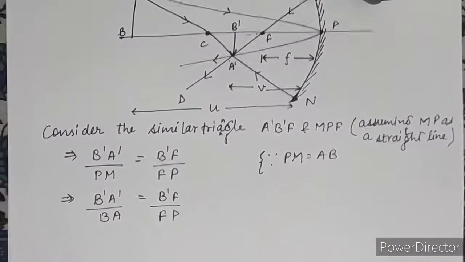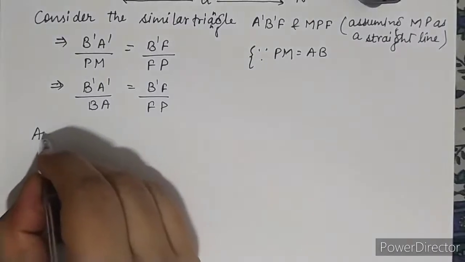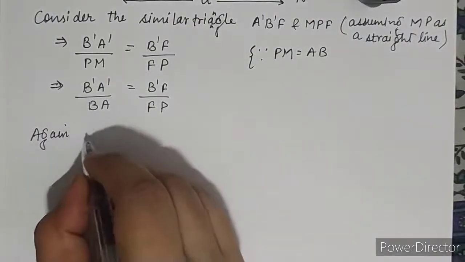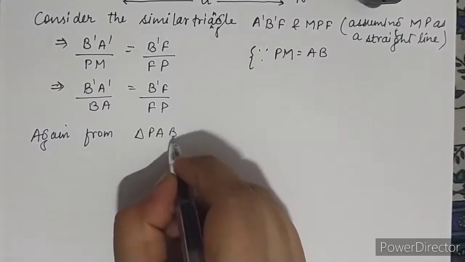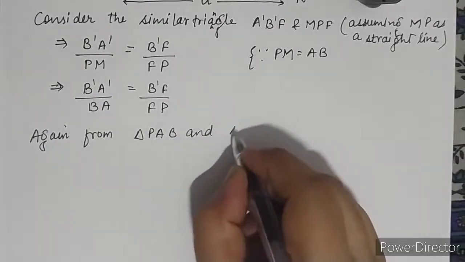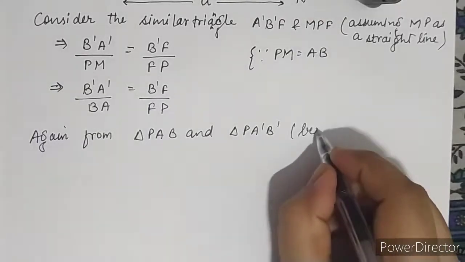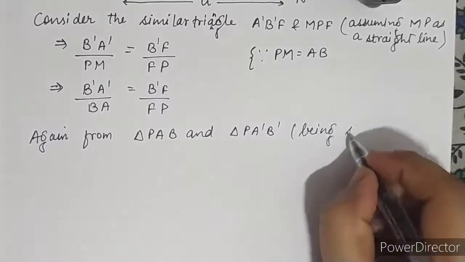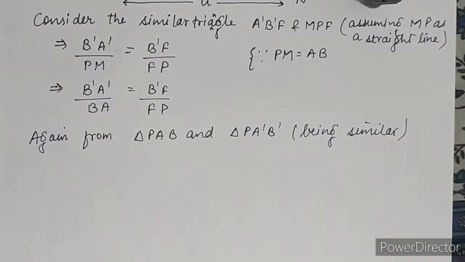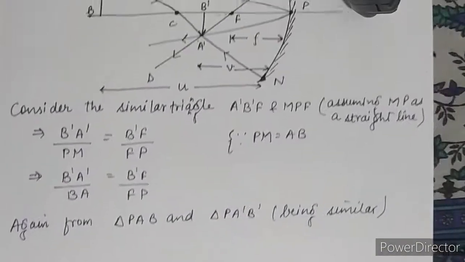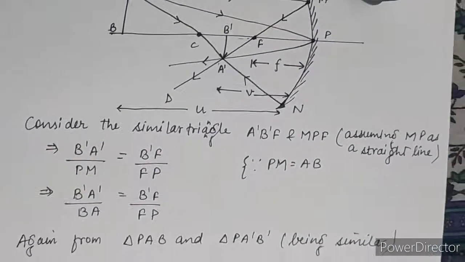Now we are considering another similar triangle. Here again, triangle PAB and triangle PA dash B dash being similar. Which triangle am I considering? I am showing you the diagram, beta. Just have a look at which triangle I am taking.